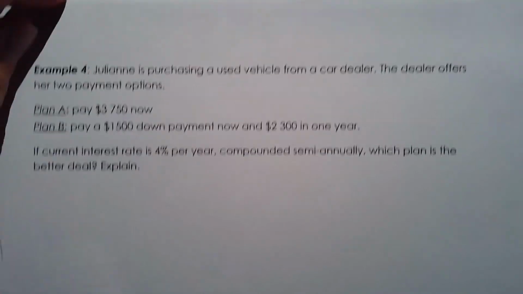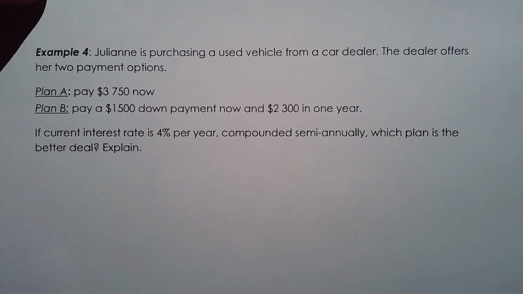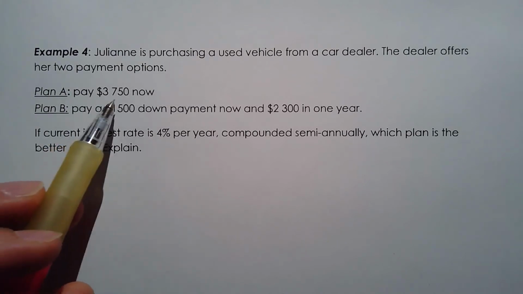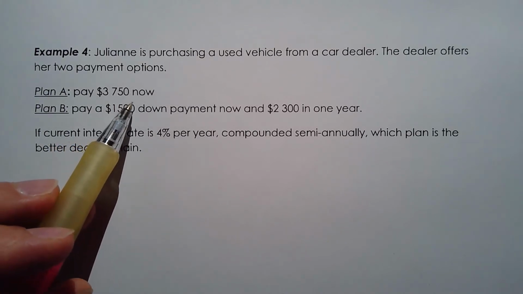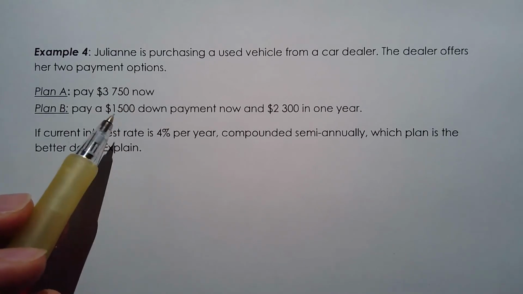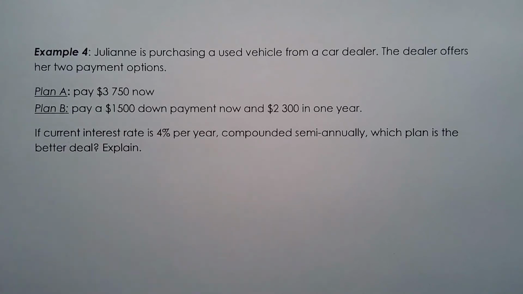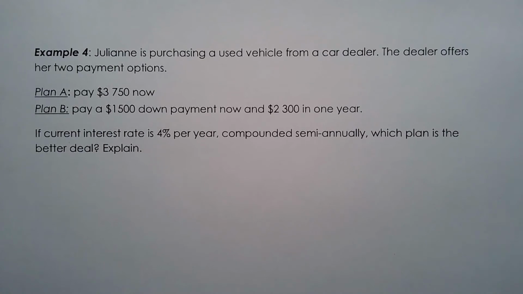All right. So let's look at some scenarios where you're spending money. Julianne is purchasing a used vehicle from a car dealer, and the dealer offers 2 payment options. So plan A is $3,750 right now. Plan B, you pay $1,500 right now, that's your down payment, but then you have to pay an additional $2,300 in 1 year. So which one is the better option? Which one is cheaper? Well, let's think about it.